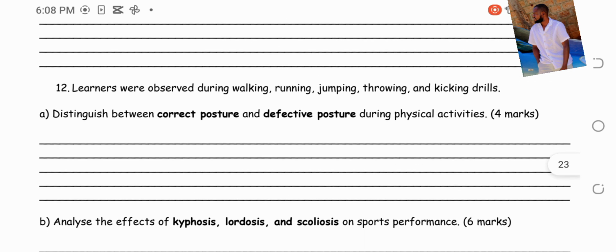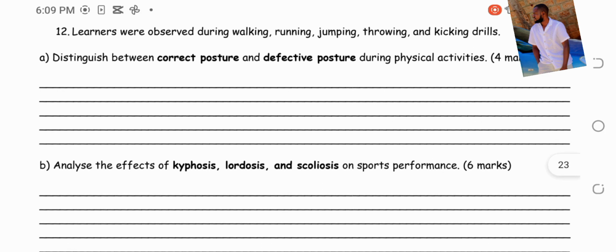Learners were observed during walking, running, jumping, throwing, and kicking drills. Distinguish between correct posture and defective posture during physical activities. Let me see what we can say about this. Correct posture, we say you can have a straight spine and balancing of the body. Then defective posture involves a curved spine and uneven shoulders.